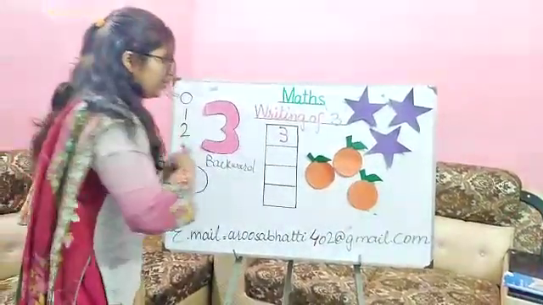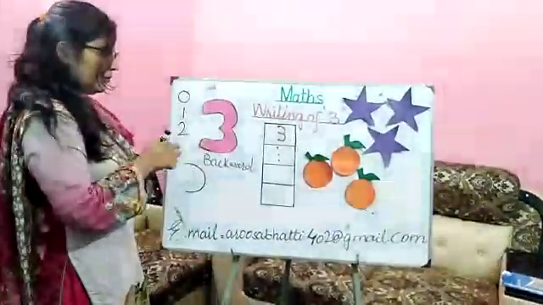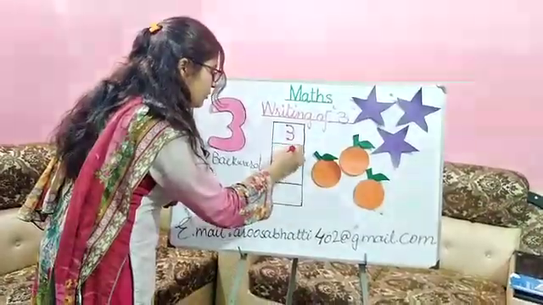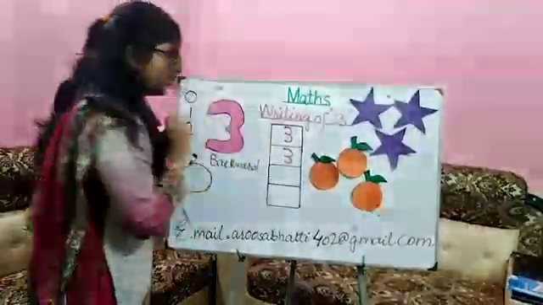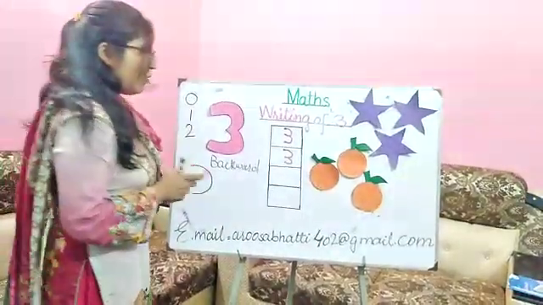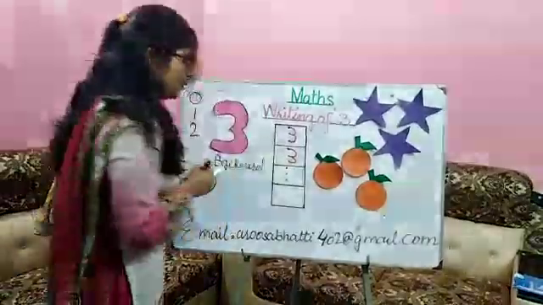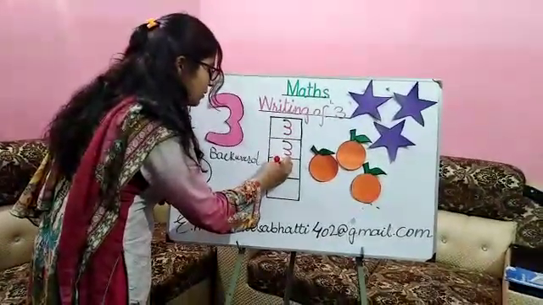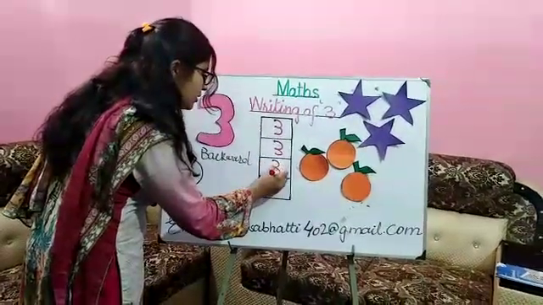Once again, 1, 2, 3. At the top dot, curve to the second dot and curve to the last dot. This is number 3. Once again, 1, 2, 3. Start at the top dot, curve and then curve to the third dot.